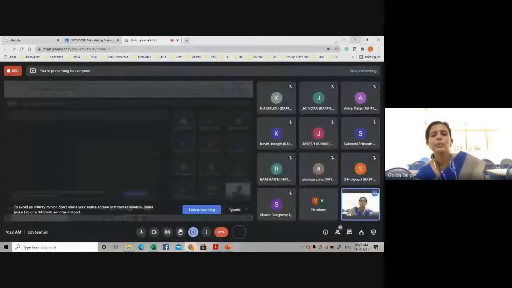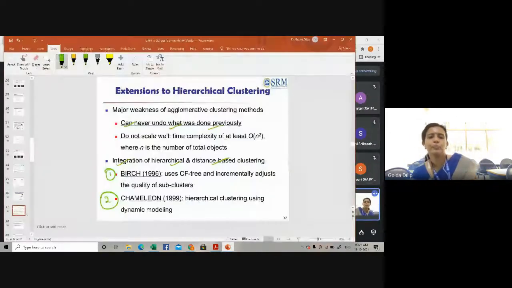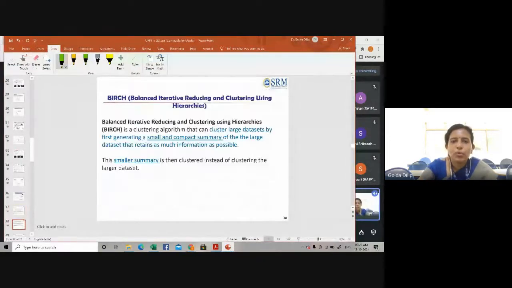Okay, so the next we are going to discuss is BIRCH. Let's see what it stands for. Please make a note. I feel all of you are sleeping. Birch stands for Balanced Iterative Reducing and Clustering using Hierarchies. The full form for Birch.